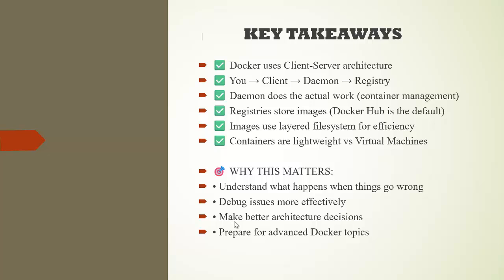Take a note. Docker uses a client-server architecture. Your client sends a request to the daemon, and the daemon checks in the registry. The daemon does the actual work, which is container management. The registry stores images, and Docker Hub is the default. Images use a layered file system for efficiency. Containers are lightweight compared to virtual machines.